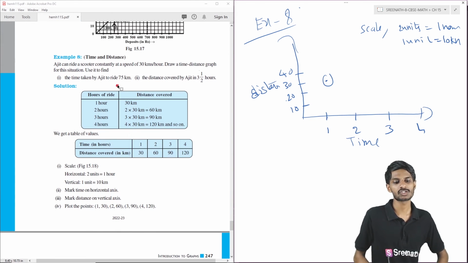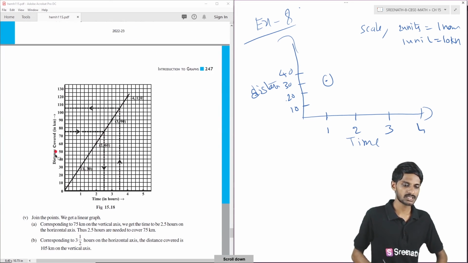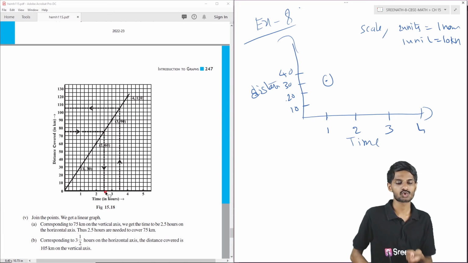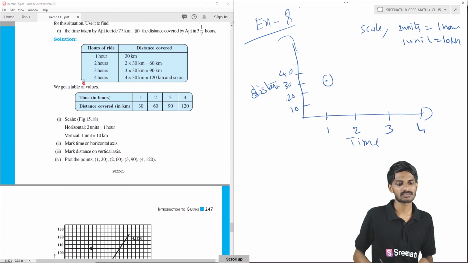The time taken by Ajit to ride 75 kilometers. How much time does it take to ride 75 kilometers, students? Take 75 kilometers on the distance axis, move towards the linear graph, and where it meets the graph, move down towards the x-axis. That is 2.5 hours, students. It takes 2.5 hours.